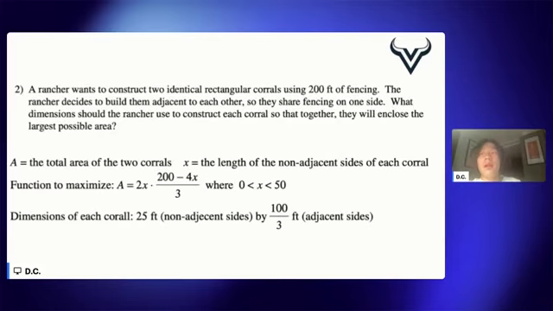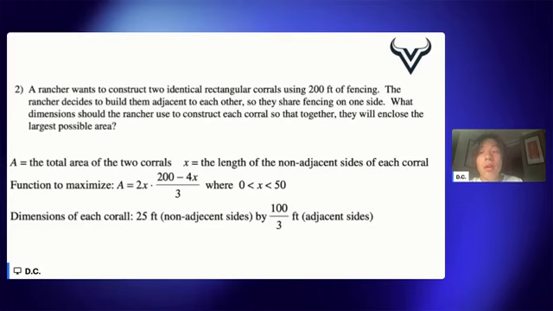And then there's another one, which we have here. It says a rancher wants to construct two identical rectangular corrals using 200 feet of fencing. The rancher decides to build them adjacent to each other, so they share fencing on one of the sides. What dimensions could the rancher use to construct each corral so that together they will enclose the largest area?